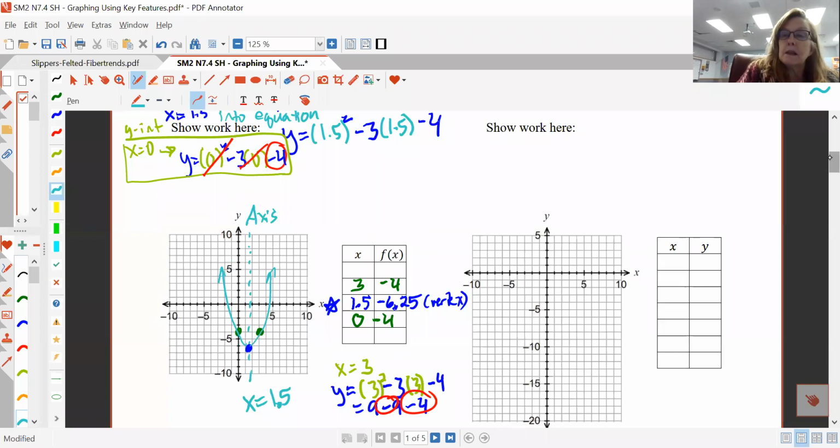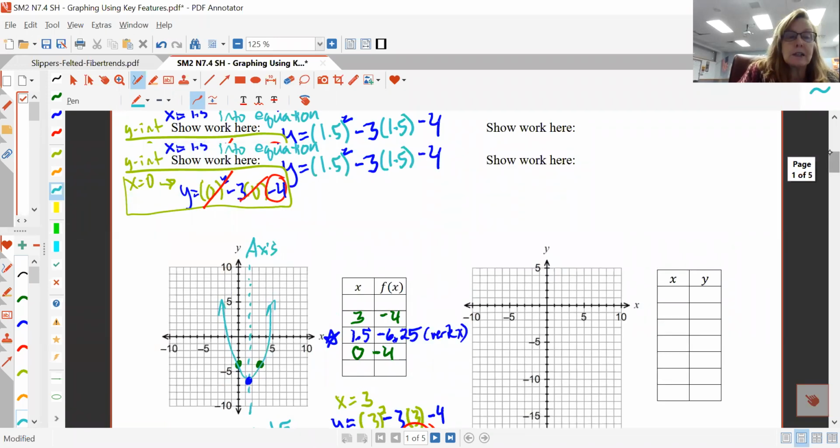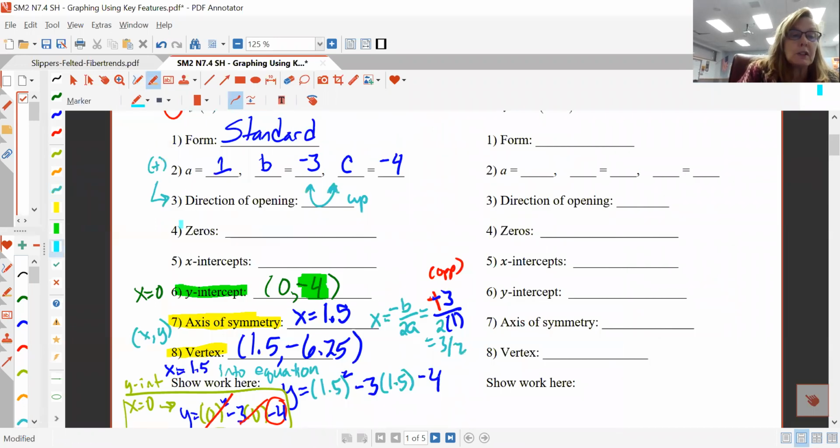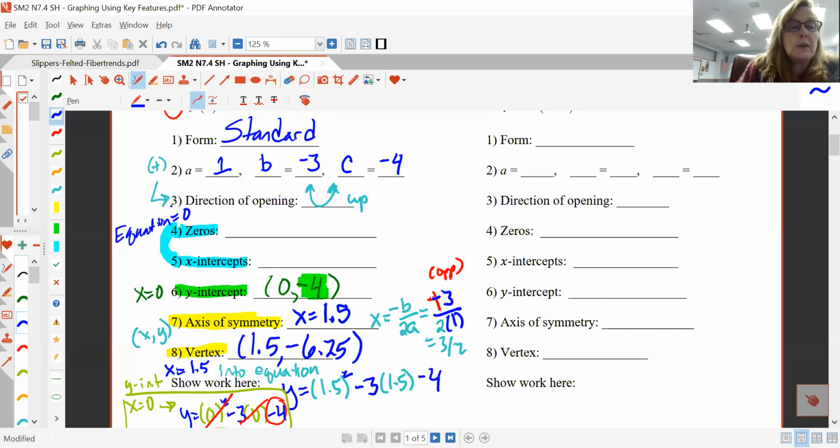All right. However, this problem is asking us to find 2 other things, which are the zeros and the x-intercepts. These are essentially the same pieces of information. It's just how do you write it, okay? So zeros are where you set your equation equal to 0. So zeros are where you solve your equation for 0, okay? That's what zeros are.